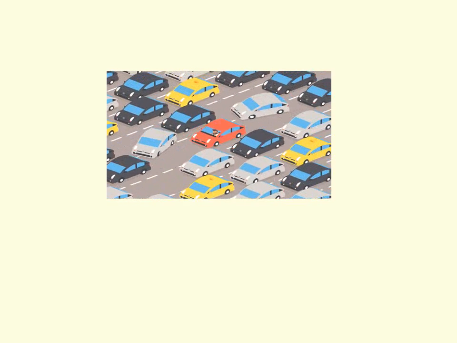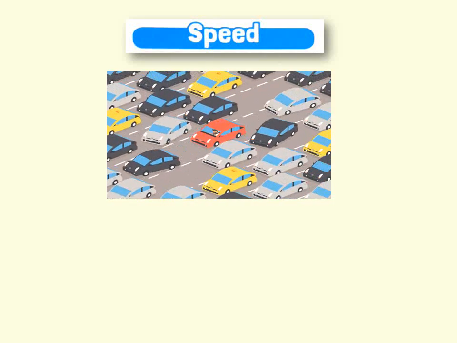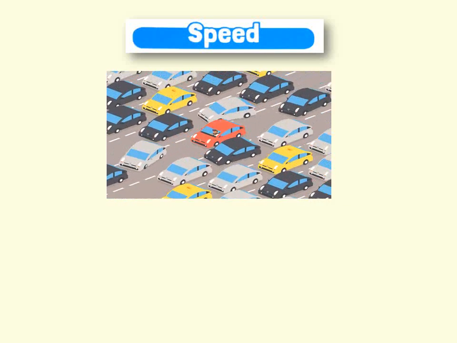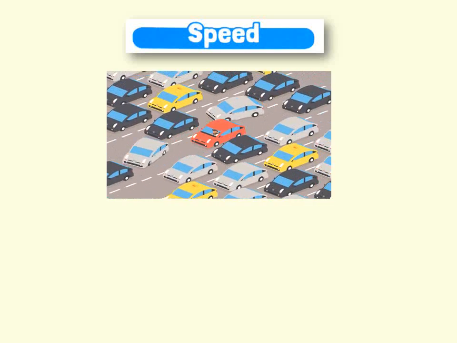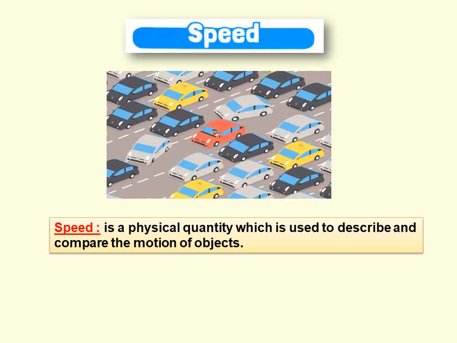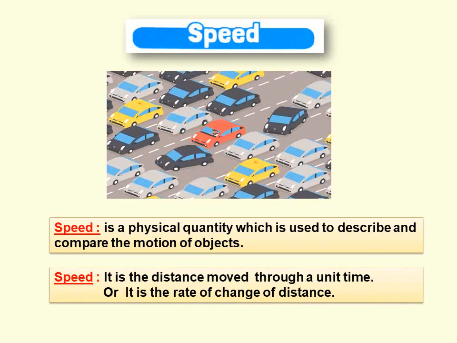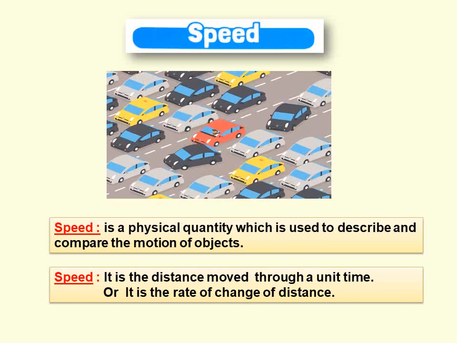Let us see this picture. We have the car here making a motion in a crowded street. Okay, so it takes time to change its position. It can have a speed. Some cars can move with a high speed and other cars can move with a low speed. So speed is a physical quantity which is used to describe and compare the motion of objects. Speed is the distance moved through a unit time, or it is the rate of change of distance.